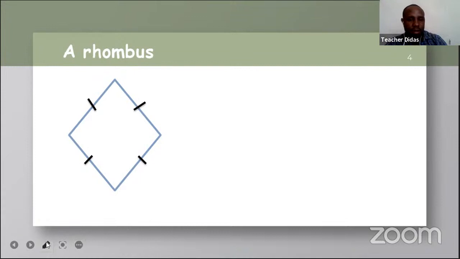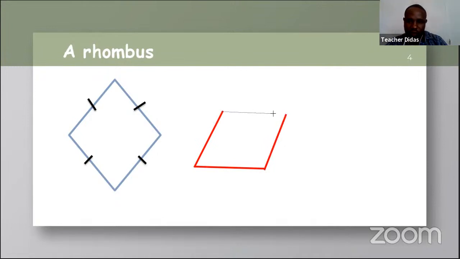In some instances, they can also draw it like this. They can draw a rhombus like this. Let me try to draw it here. Okay. We can call it a square that is slanting. We can call it a slanting square. So this side is equal to this one, is equal to this one, equal to this one.